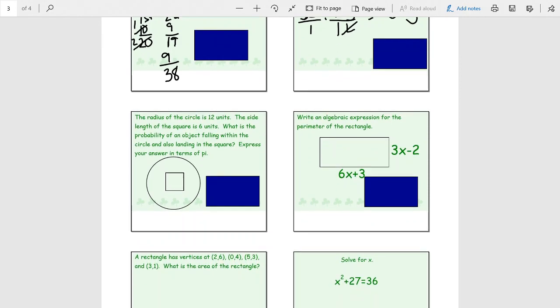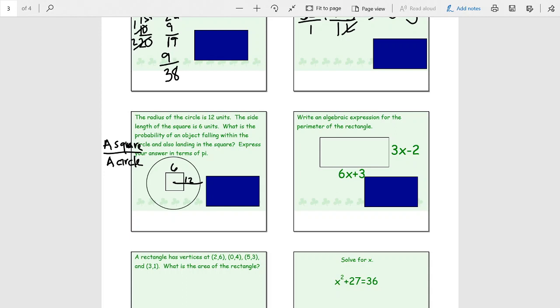All right, the radius of a circle is 12 units. The side length of the square is 6 units. What is the probability of an object falling within the circle and it also landing in the square? Express your answer in terms of pi. Well, for this one, I basically want to find the area of the circle, that's my total. And basically with probability, if that's my total, I want to know what's the probability of getting in the square. So I want the area of the square on top.